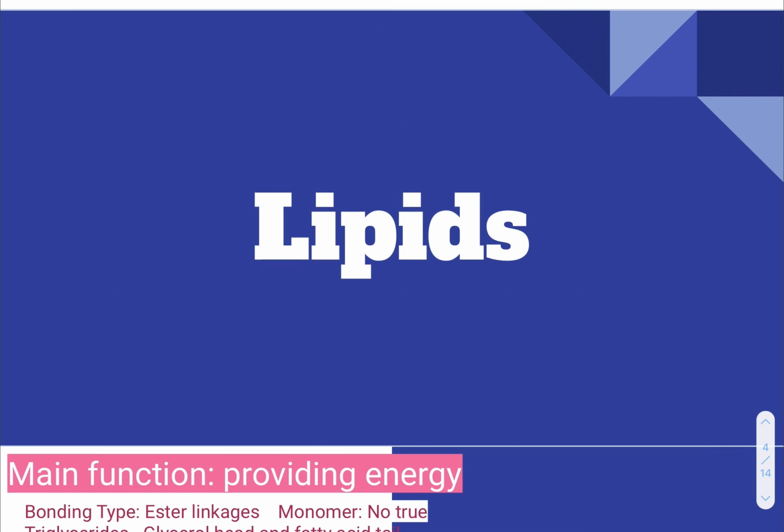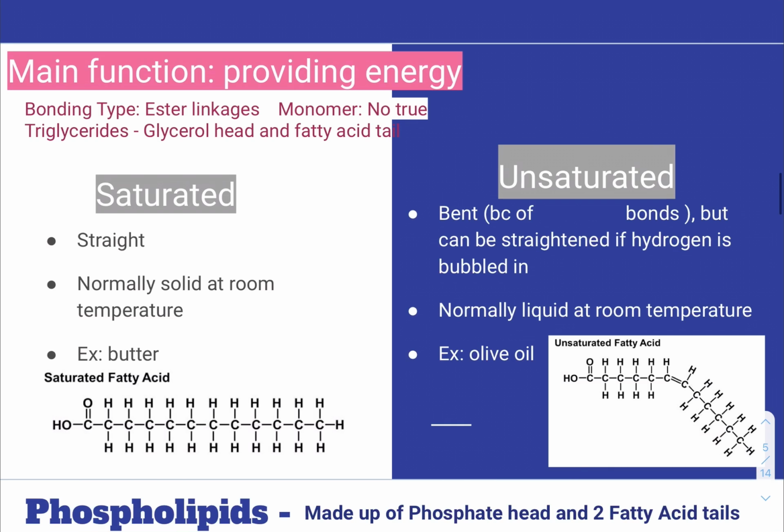Next up we have lipids. Their main function is to provide energy in a more long-term way, kind of as needed. Their bonding type is called an ester linkage, and they actually don't have any official monomer. This is because they're not big enough to have it. The first type is called a triglyceride. It has a glycerol head and a fatty acid tail.